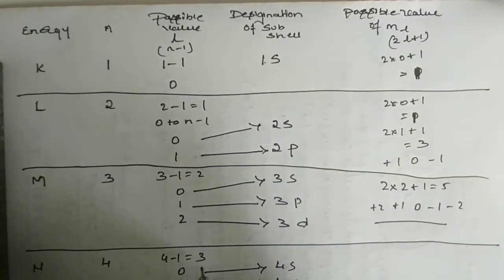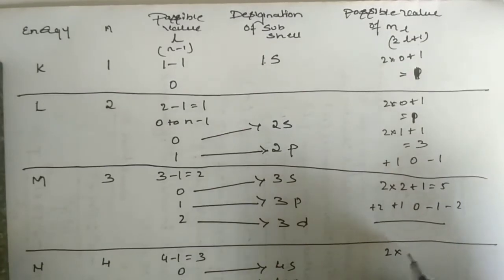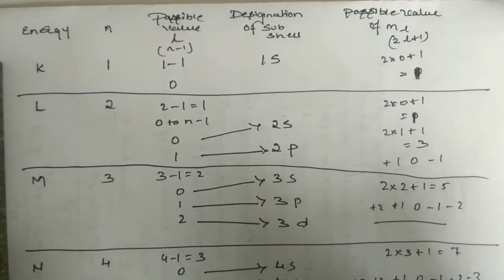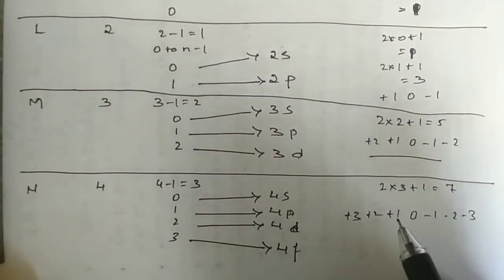We know L equals 3, no? 2 into 3 plus 1 becomes 7. 0, minus 1, minus 2, minus 3, plus 1, plus 2, plus 3. Are you understanding here?